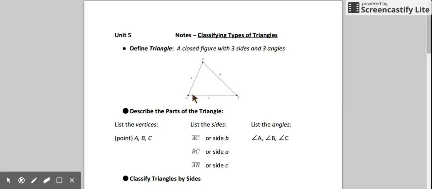If I talk about the measurements in between these two sides, I'm talking about the angles. So I have angle A, angle B, and angle C. And we'll talk about in later videos how those angles have to add up to 180 degrees in a triangle.